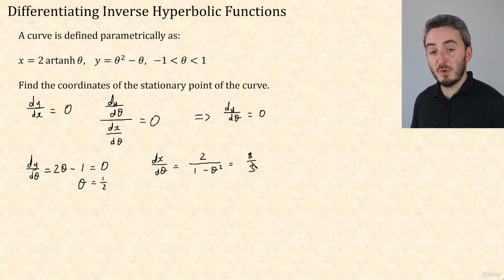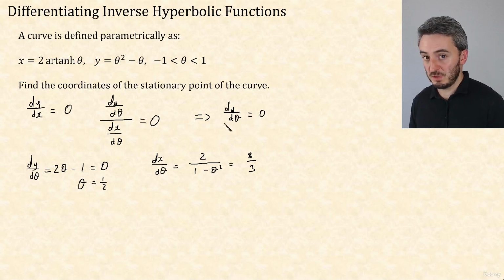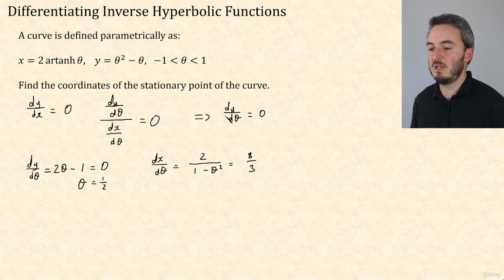My point is simply that dy by d theta equals 0 is enough, I'm being really over the top about it. This is a necessary but not sufficient condition for a stationary point. Meaning, if it's a stationary point, it's definitely going to be the case that dy by d theta equals 0, but sometimes dy by d theta can be 0 and yet dy by dx is not 0. That happens if you get dy by d theta and dx by d theta both being 0 at that point.